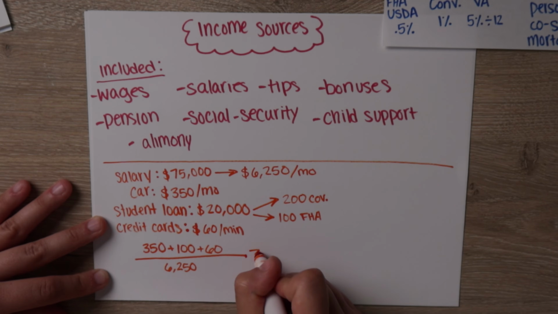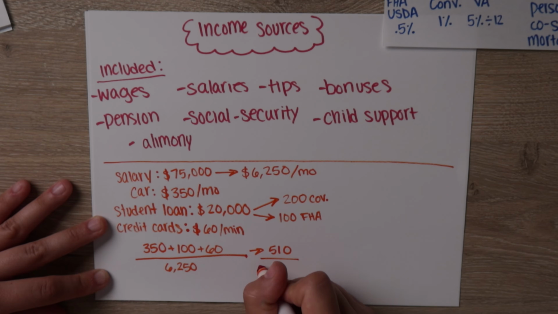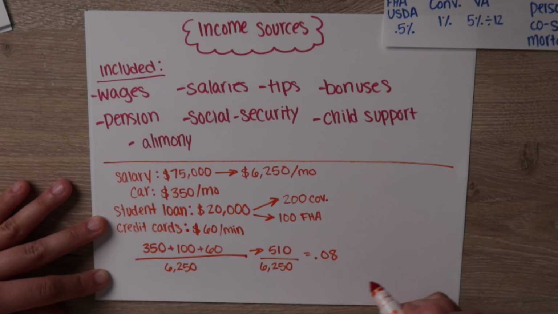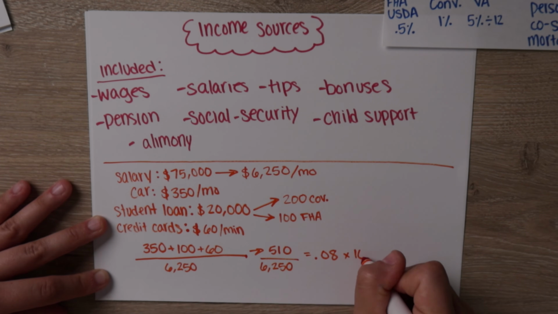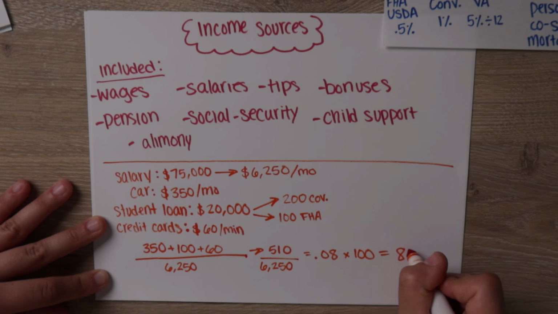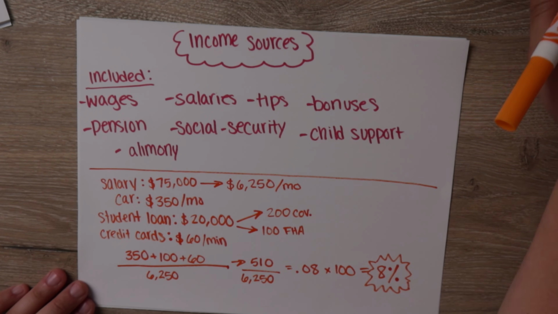So what does that turn into? All of these three add up to $510 that I have in debts, divided by my income of $6,250. That equals 0.08. Remember, we multiply that by 100 to get our DTI, debt to income ratio, and that would be 8%. So right now, given this situation, my DTI is at 8%.